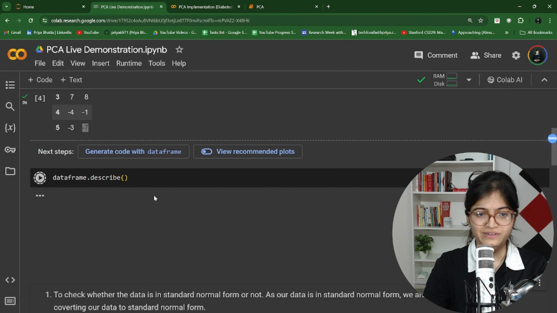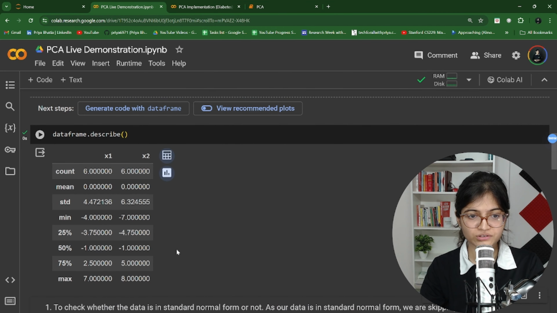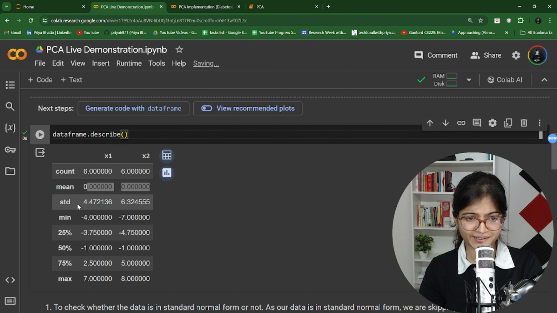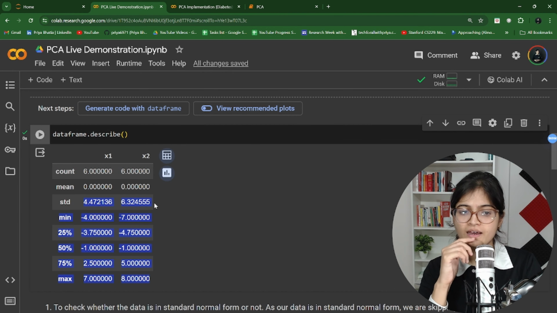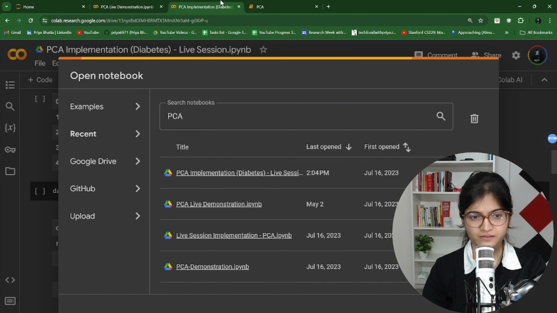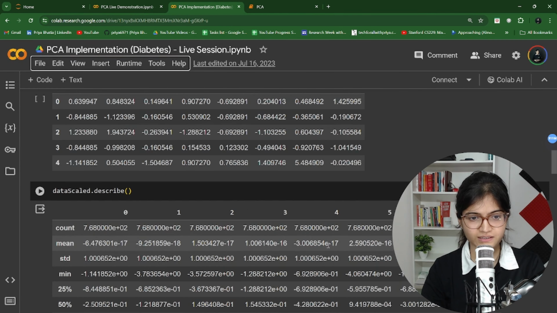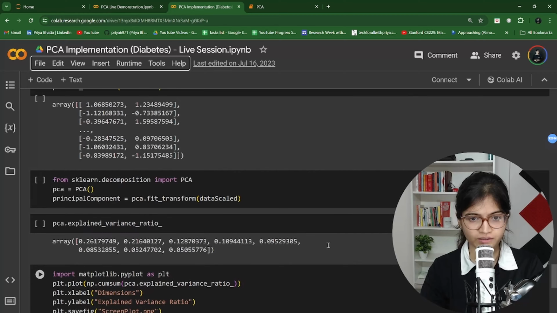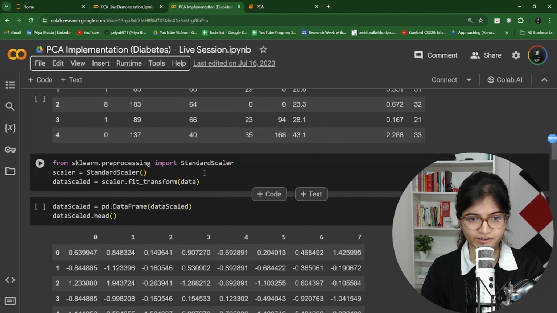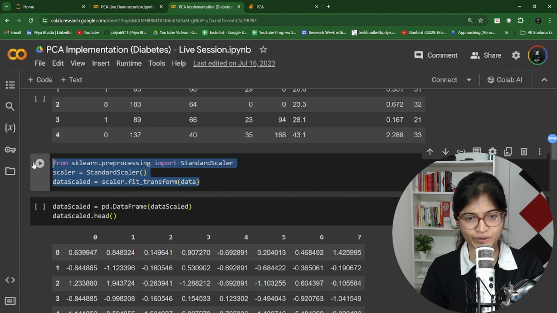So let me try to use it like this. We are calling the function. Here you can see our mean is approximately equal to 0, right? But the standard deviation has a value of 4.472136, which is not 1. So maybe we can convert it. This is the hands-on file. From there we can try to convert our data into a standard scaler form. This is how we can do it.